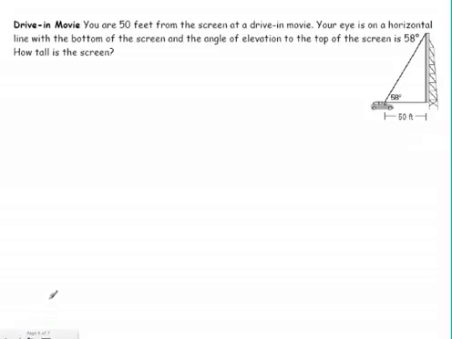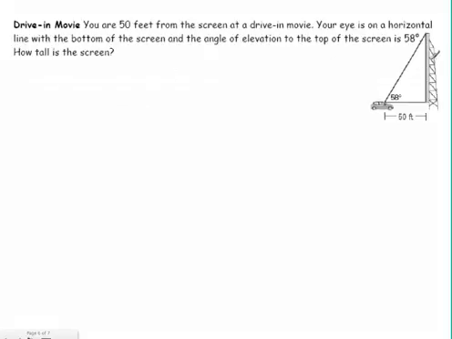We have two story problems here. This first one deals with a drive-in movie. It says you are 50 feet from the screen, so this distance is 50 feet. Your eye is at a horizontal line with the bottom of the screen, with an angle of elevation at the top of the screen of 58 degrees. I'm kind of shocked that you can figure out that that's 58 degrees but have no idea how tall the screen is. That's a little questionable on my part, but I'll go along with it.